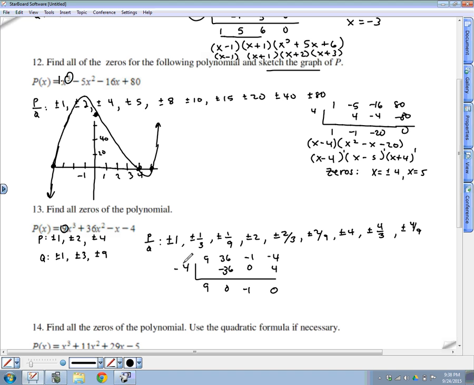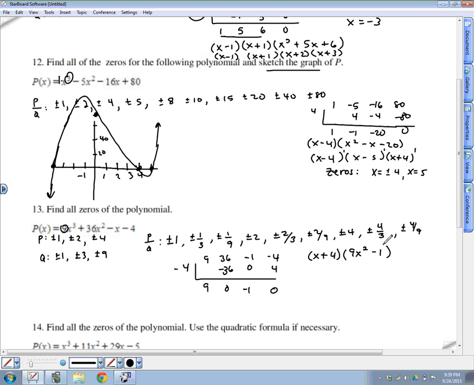So x equals -4 is a 0. That means that x plus 4 is the factor. The other factor comes from these coefficients, 9x squared minus 1. So we're at a slightly different situation here. This quadratic factor doesn't really factor using traditional factoring techniques.